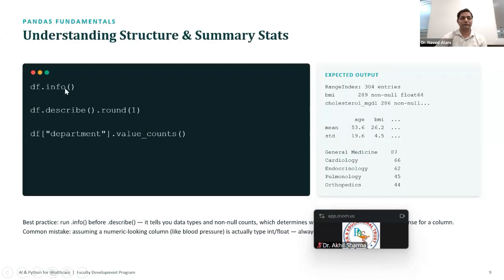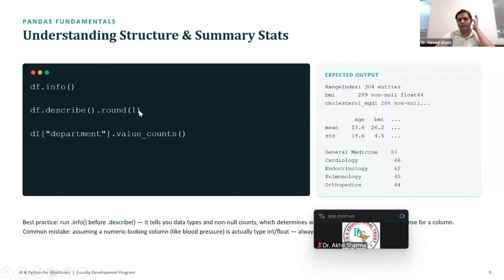That is known as df.info. df.info will give you the information about that data. So using df.info, you will get the information about the data set. This is the information we can get from the data set, like 304 entries, the type is float, and it has this length, BMI.